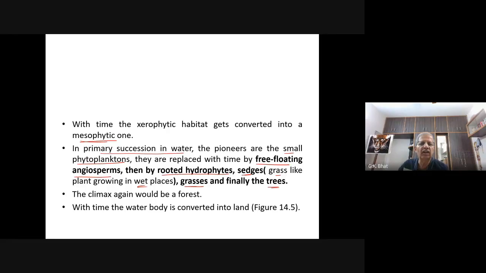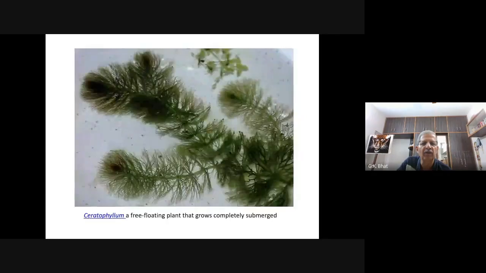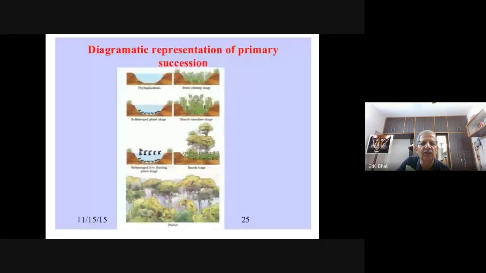The climax again would be a forest. With time, the water body is converted into land. So this is what you have. Of course, these are some of the plants. I don't want to take this much time on this. So this is what you have, the diagram to sketch in your answer book.